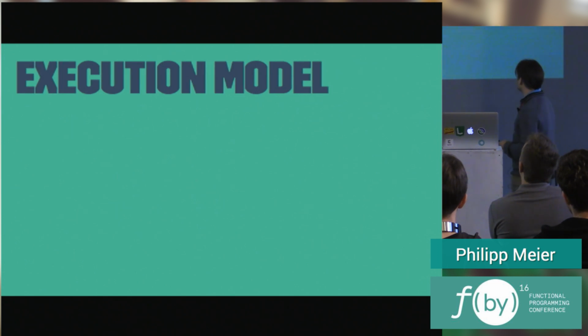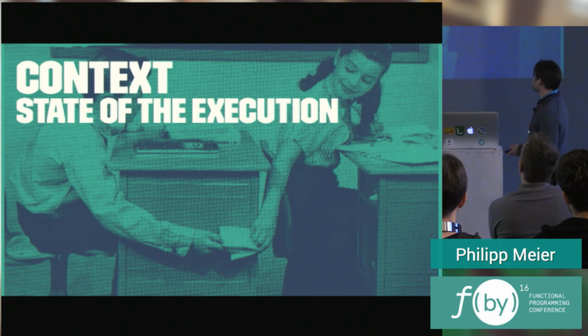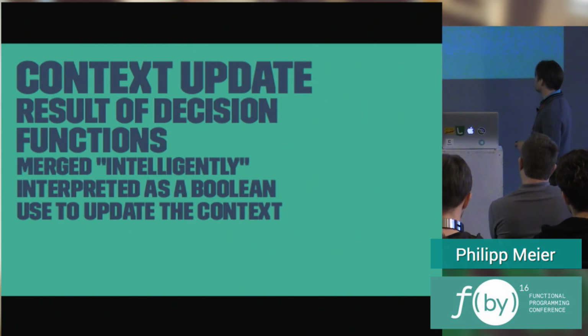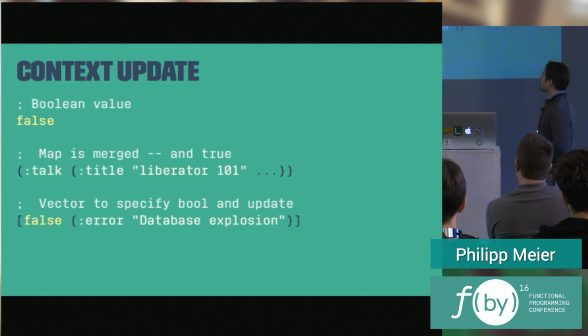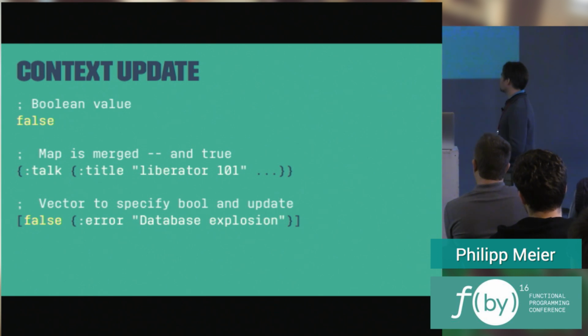I just wanted to recap the execution model. We have been passing along the context, which is the state of the execution. The context is passed to all those decision and handler functions. The result of the decision functions is merged intelligently. As I talked about, it's considered a Boolean value, and an additional optional value is merged with the context and used to update it. You can return a simple Boolean value, a map which is merged, or a vector if you want to return false and still update the context.